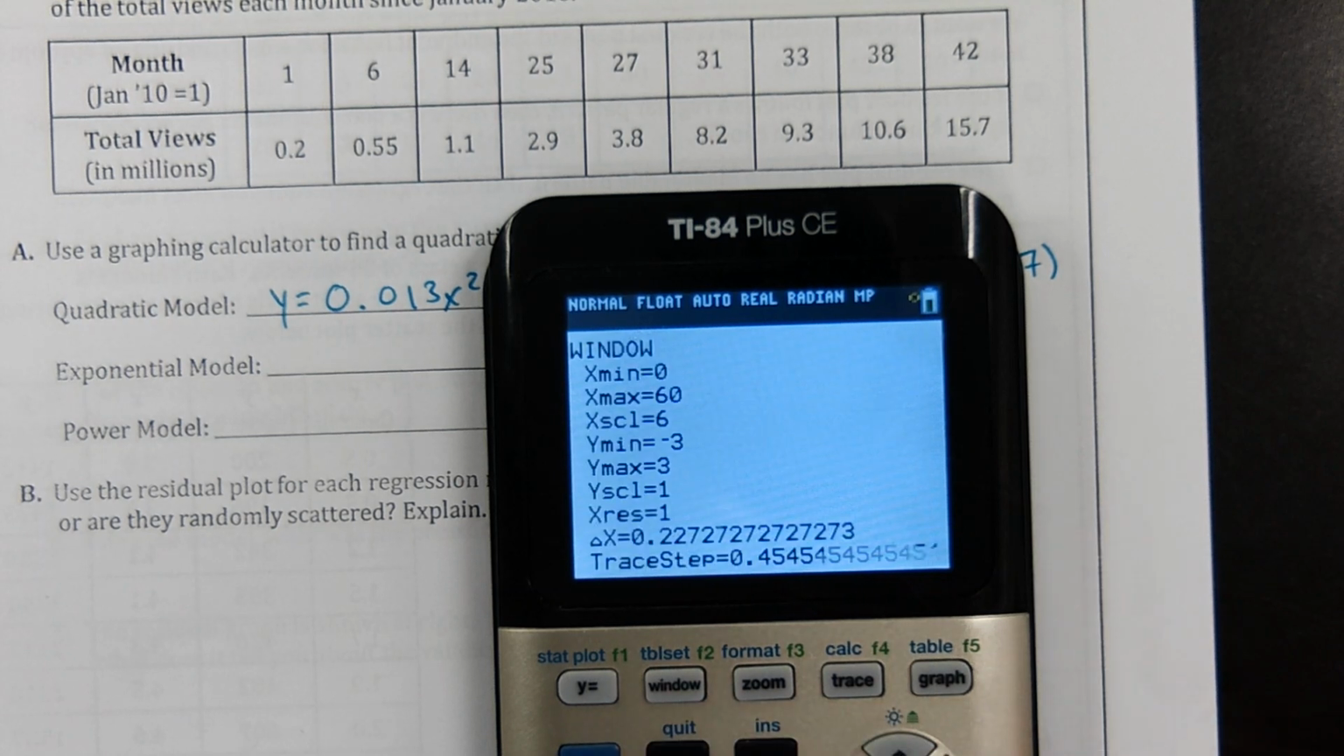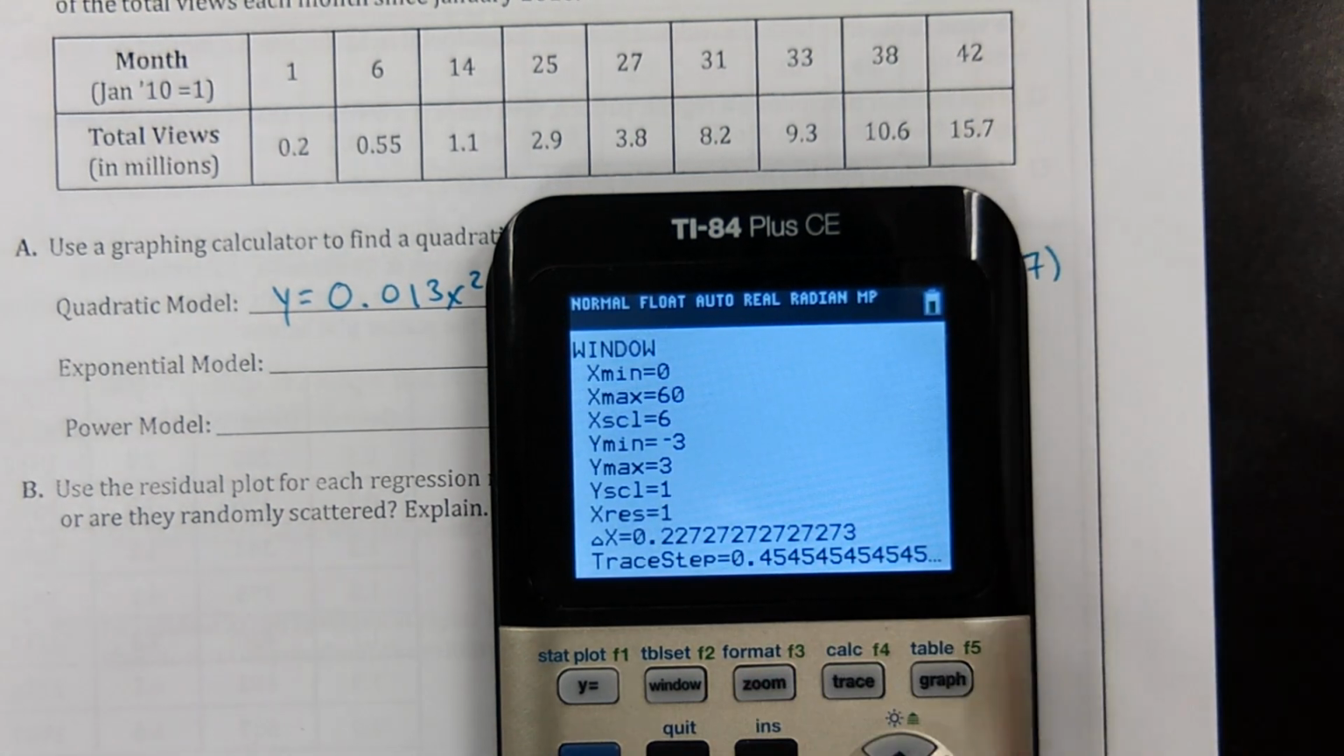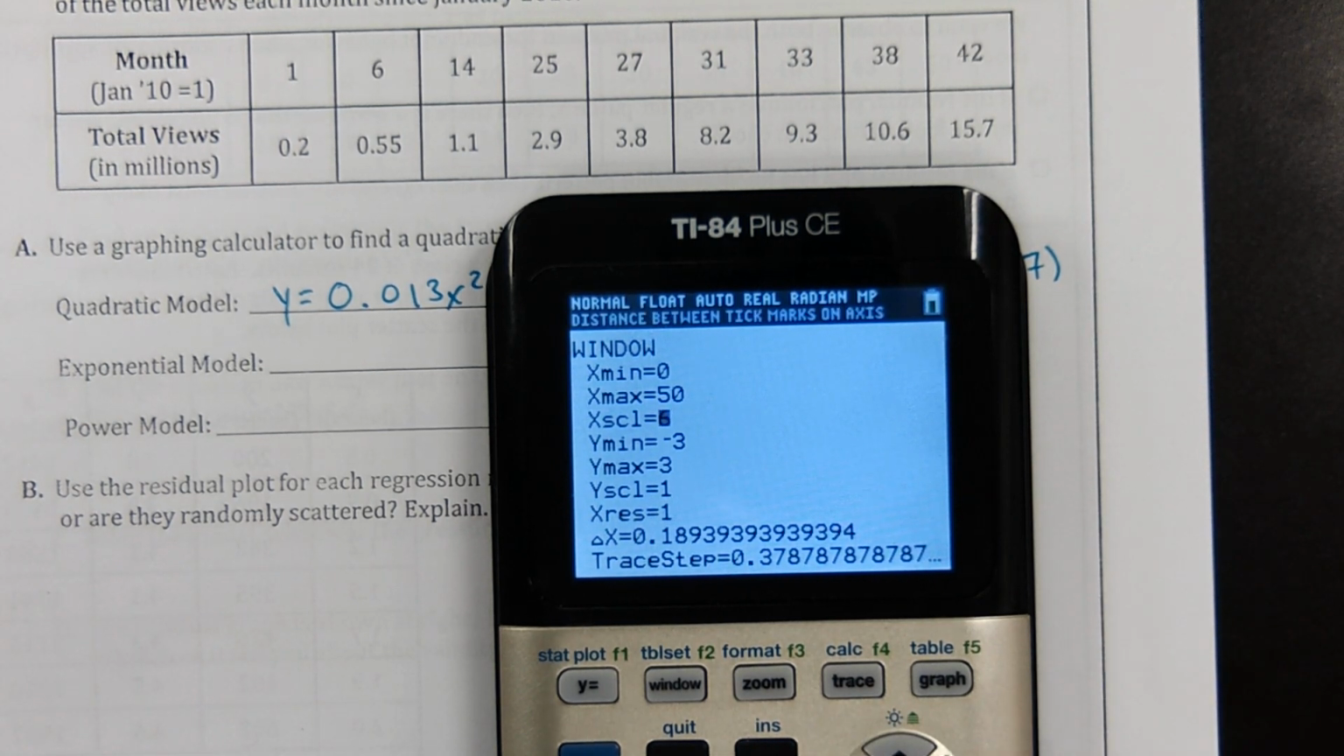Okay, so window from 0 to, I don't know, 50? 50 feel good? And I'm going to go -2 to +2.